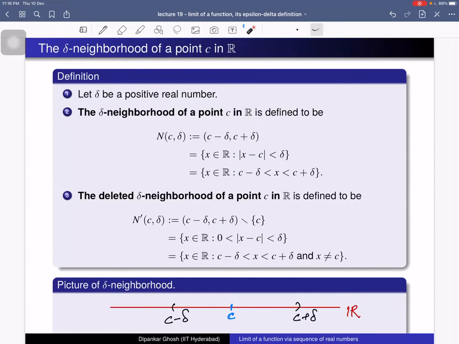We also use the deleted delta neighborhood. By definition, the deleted delta neighborhood of a point c is that open interval excluding the singleton set c. It is the collection of all real numbers x such that 0 is less than the absolute value of x minus c, which is less than delta, or x lies in this range but x is not equal to c. We call this set the deleted delta neighborhood of the point c. We use these two notations in the definition of limit.